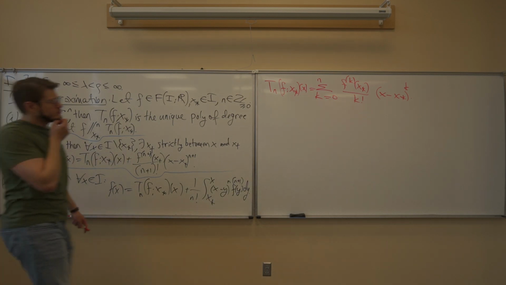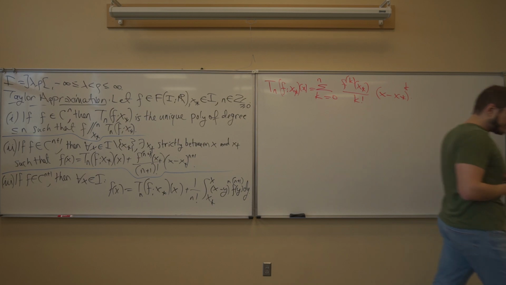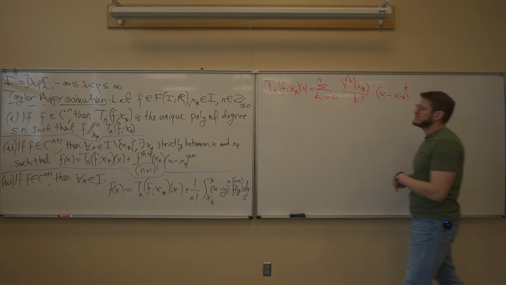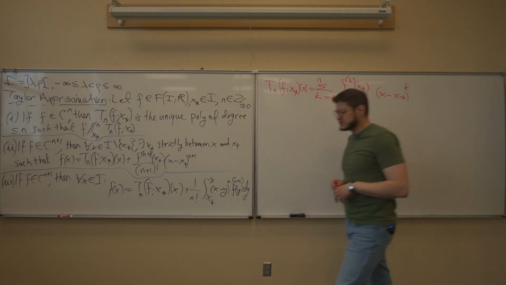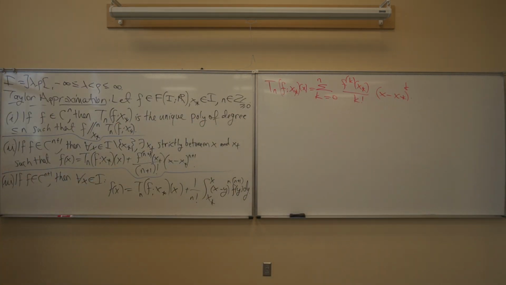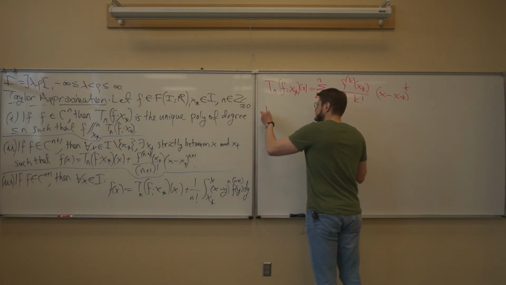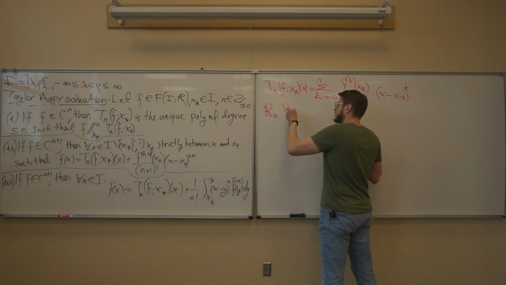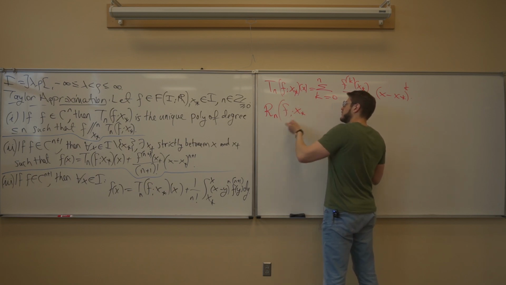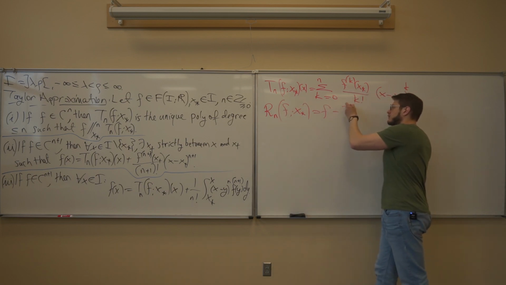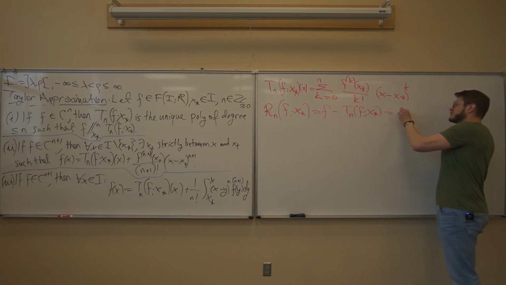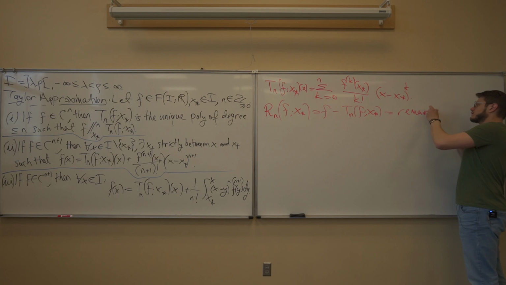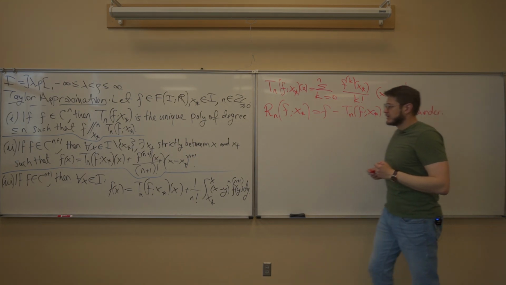Okay, let me also set up this notation. R sub n is going to be the remainder. So it's the difference between the function f, the original function, that is quite possibly not a polynomial function, maybe something like exponential or something, and the nth Taylor polynomial. This is the remainder. Okay.